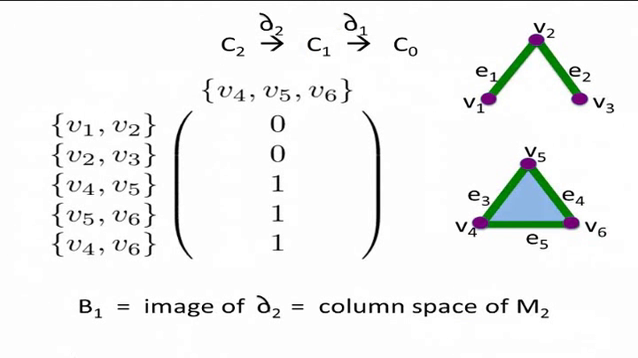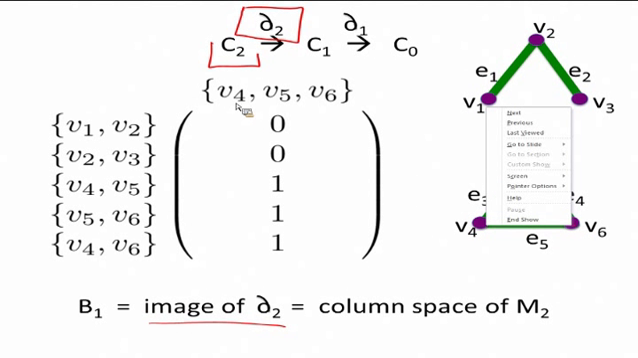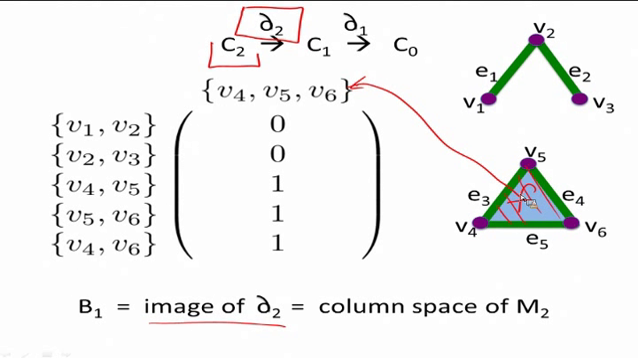We now want to calculate our column space. For our column space, we want the image of boundary 2. So I now have my boundary 2 map. My boundary 2 map goes from my generators here. Well, I only have one face. I only have one 2-dimensional generator. The only 2-dimensional generator is this face right here, which is generated by V4, V5, V6. And so I've got my 2-simplex, that is my face right there.